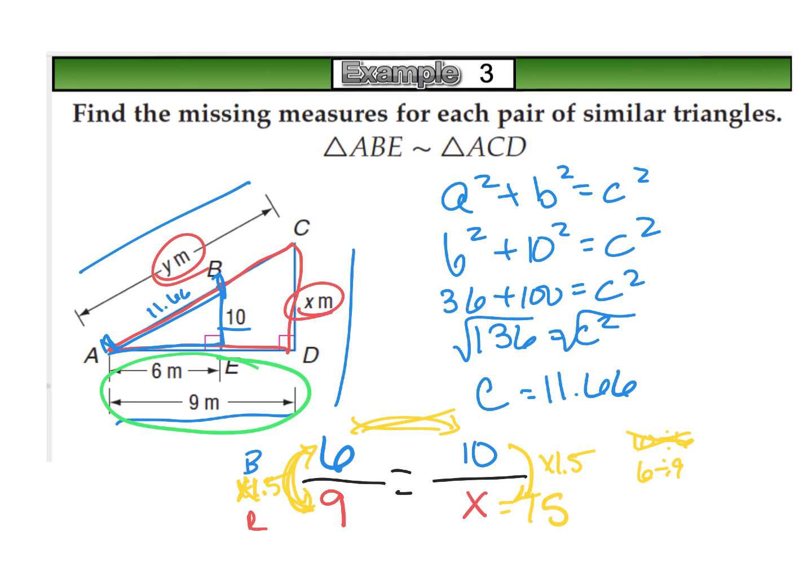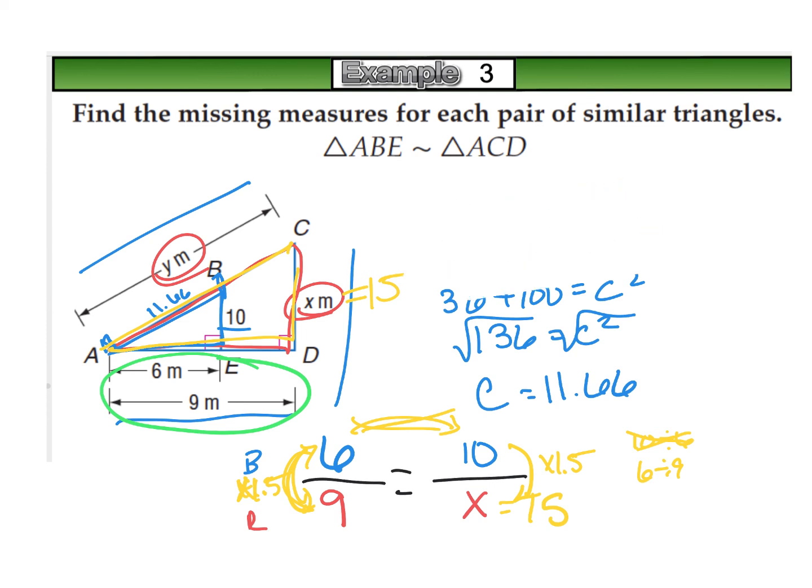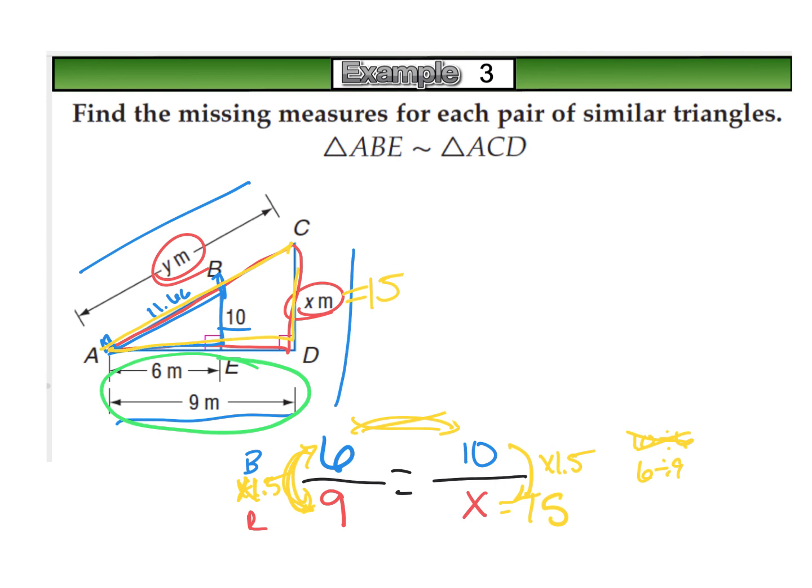But we are not done. We got X. X equals 15. Now we still need to get Y, but that's this big one. So we're going to do the Pythagorean theorem again. So I'm going to erase this Pythagorean theorem, and we're going to set it up again. So A squared plus B squared equals C squared. I have my A, which is 9. I have my B, which is 15. And I need to find Y, which is my hypotenuse, or my C.